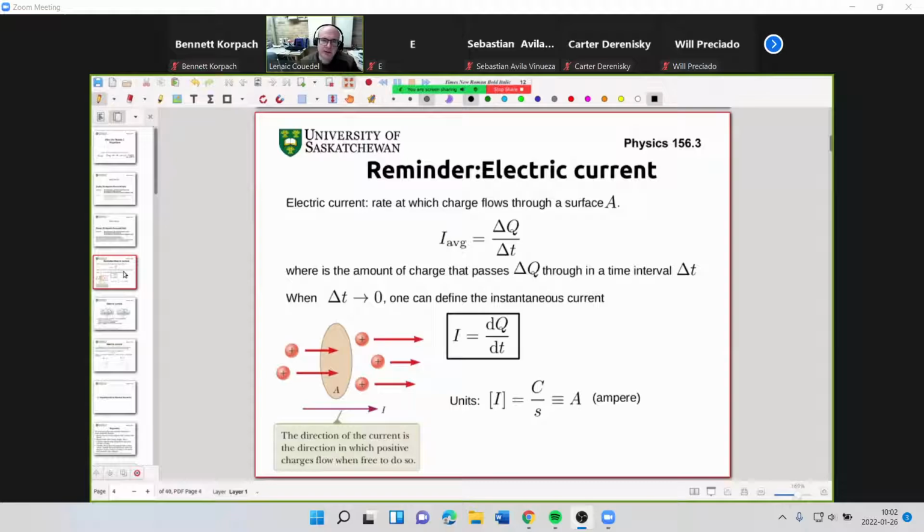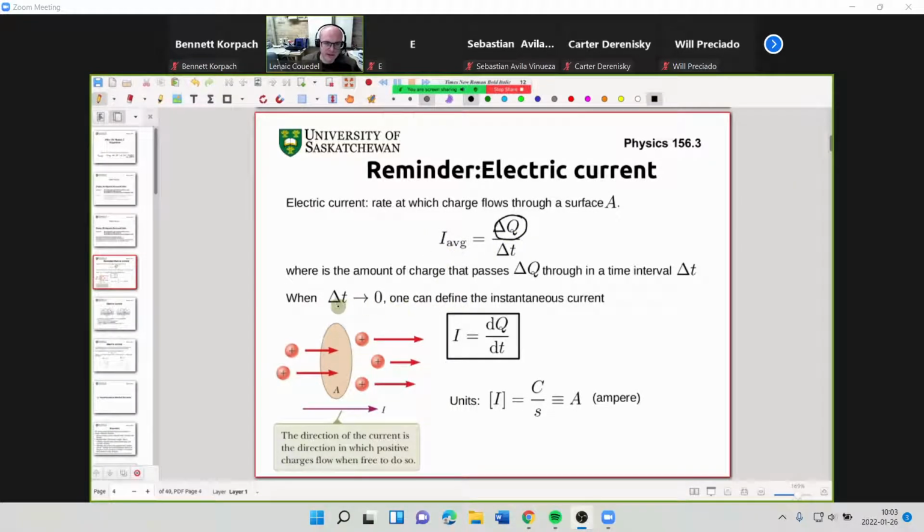Here, the electric current is just defined as the rate at which charges, here delta Q, are flowing through a surface A in a time delta T. In this schematic, you have this circular area and you have positive charge flowing through it. If you count the number of charges flowing through this surface in a time delta T, you can define the average current through this surface in this time delta T.